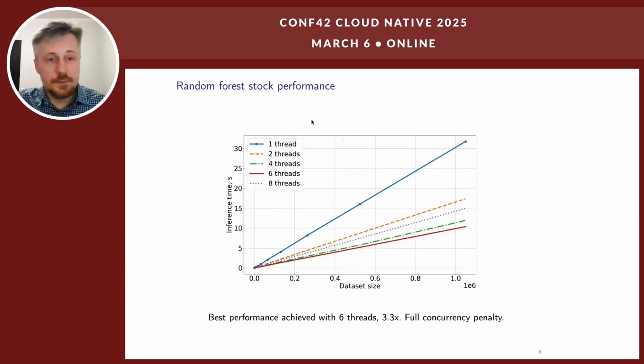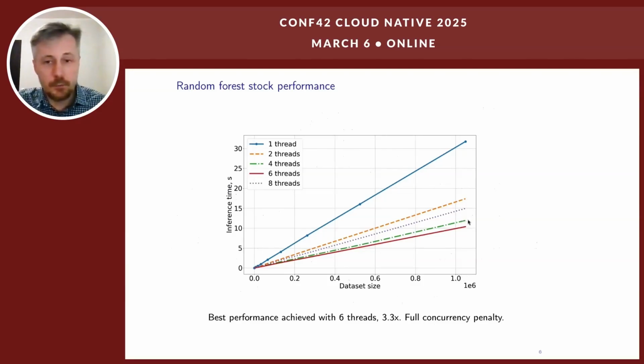Here we see the stock performance of random forest using several threads. On the x-axis, we see the data size, where 1 denotes 1 million samples. On the y-axis, we see the inference time in seconds. The blue line here is the performance of the single-thread algorithm. If we add an additional thread, we get much better performance. So let's add another 2 threads. This one here is the result of predicting using 4 threads.